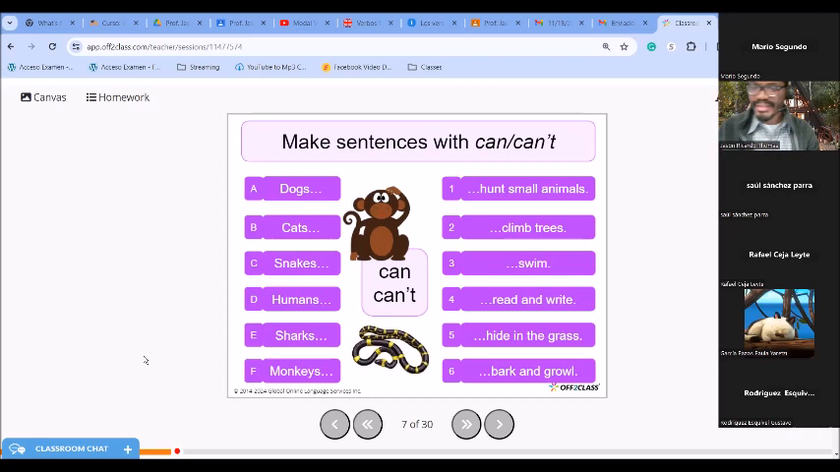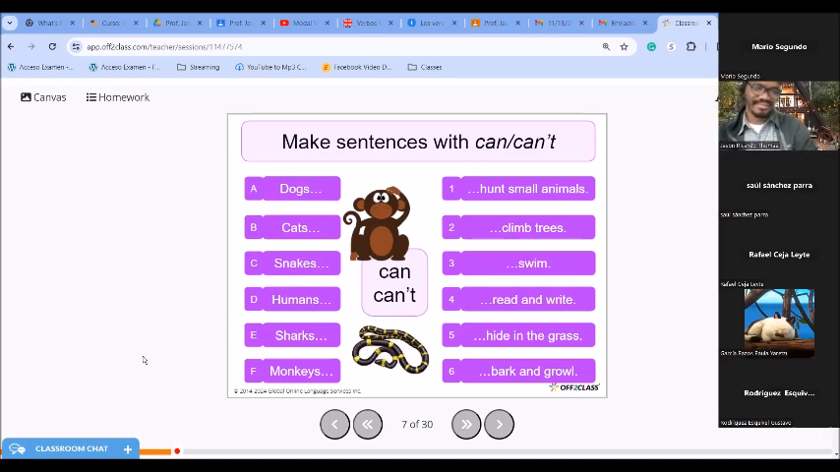All right. What about Paola? Give it a try, Paola. Ay, perdón, me confundí. ¿Cuál letra me tocaba? You can try with humans, D. Okay. Humans can swim. We can swim, not all of us, but we can swim. Some of us can swim. Good one.